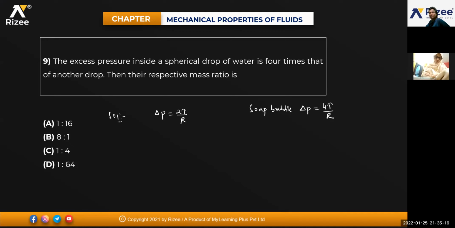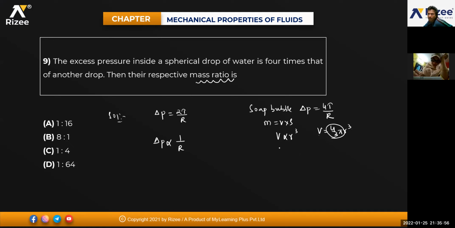Delta P is equal to 2T divided by R, so try to do it out, beta. It is inversely proportional to what? Radius. So I can write here, excess pressure of the spherical droplet, delta P, will be inversely proportional to R, isn't it? And then the respective mass ratio will be equal to how much? That is very important. I already told you so many times the relation, beta. Mass is equal to volume into density. Volume is 4 by 3 pi R cube. So 4 by 3 pi is a constant, so volume is directly proportional to R cube, isn't it?